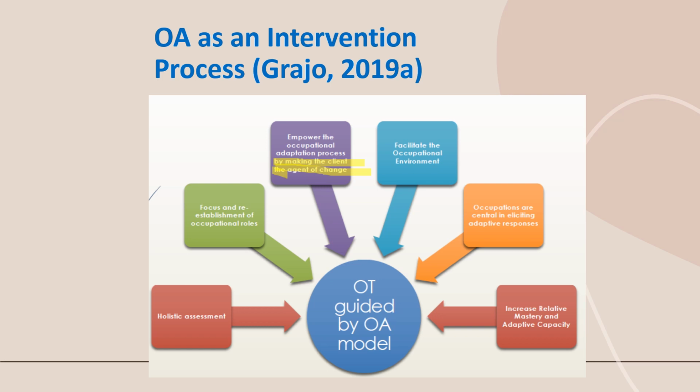We can do that by facilitating the occupational environment. The occupations are central in eliciting adaptive responses. So the occupations themselves, and this is kind of where occupations can come in as the means and the end. So in this model, we are constantly working within that person's specific area of need. So that's one thing that's different about this model and some of the others. We are looking at that specific role, the specific occupation, and we're helping them with it.